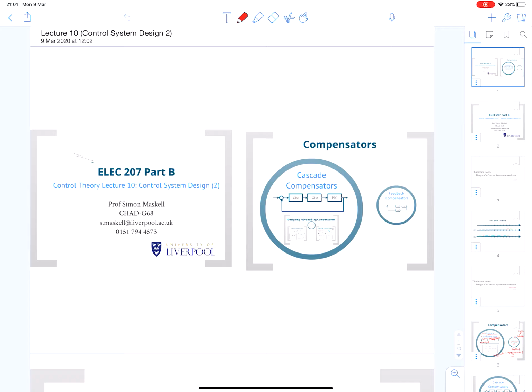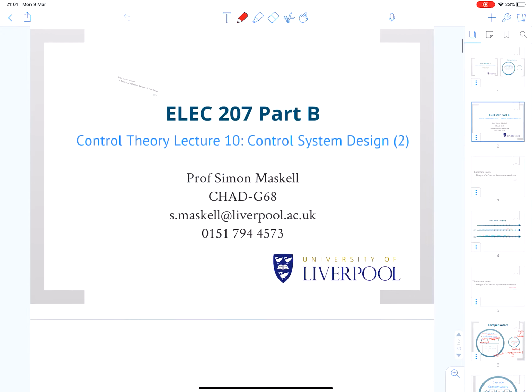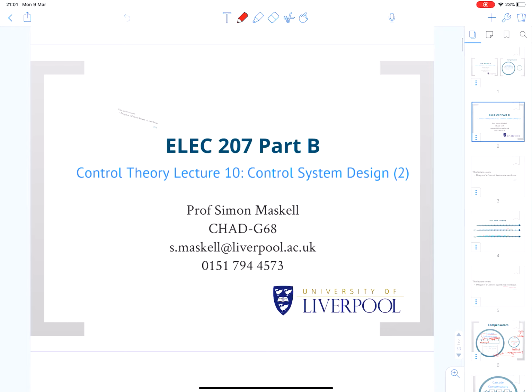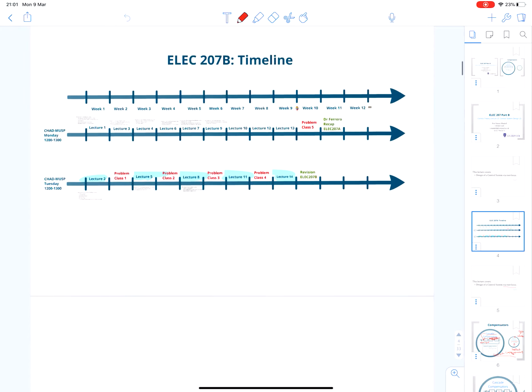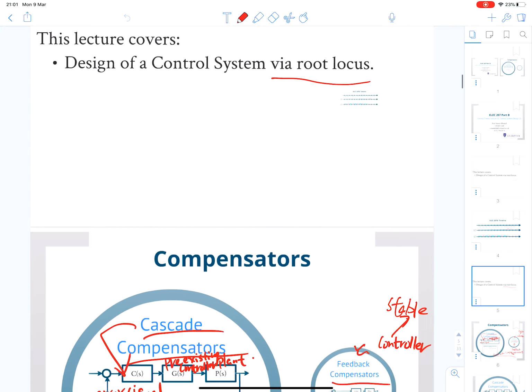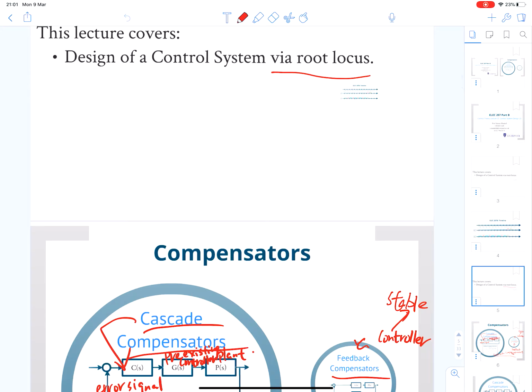So welcome to ELEC207 Control Theory, Lecture 10: Control System Design. We are going to design some components using the root locus. So let's talk about design via root locus. Before we do that, we're going to introduce some components called compensators.